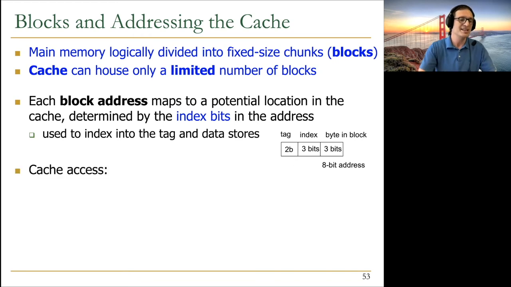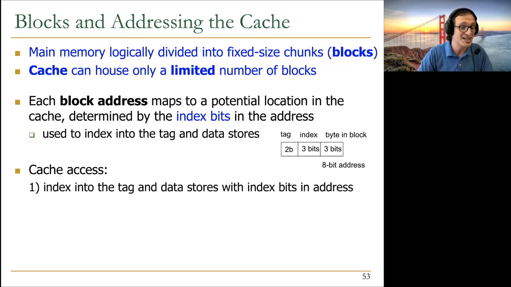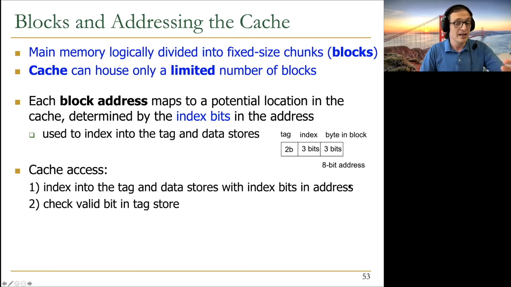OK, so basically, I explained to you the cache access. But more formally, let's take a look at what it means. In a cache access, you first index into the tag and data stores. These are memories with index bits in the address. From the tag store you get two things, valid bits and the tag. You check the valid bit in the tag store. If it's not valid, then it's a cache miss because the cache doesn't store anything in that particular location.